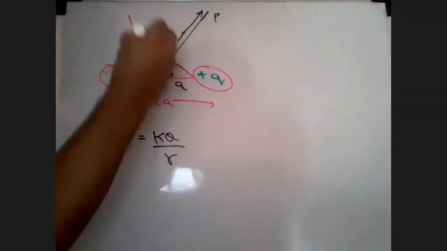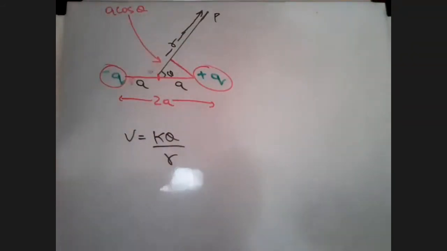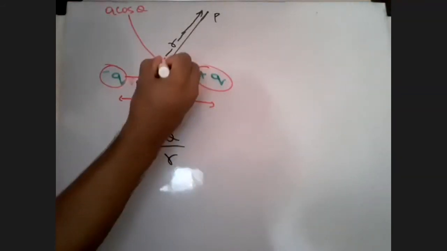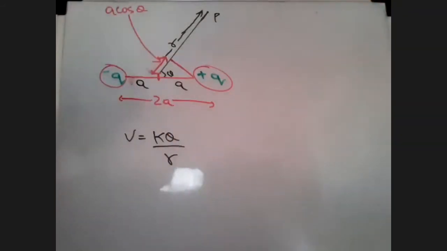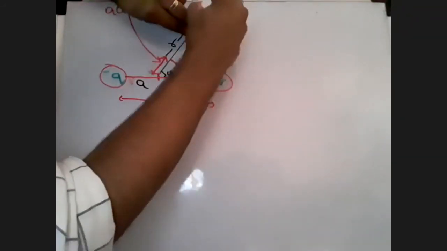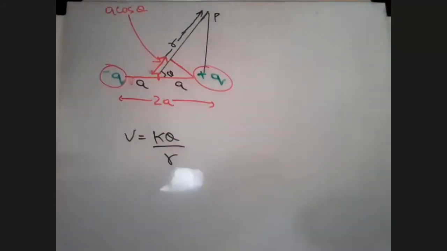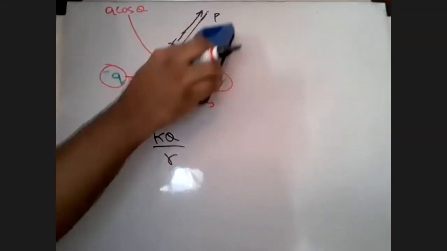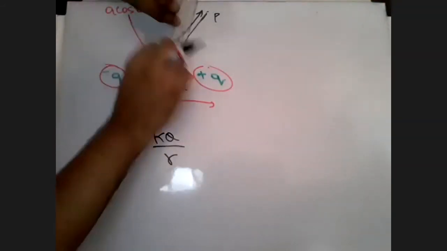Okay, I'll just put it like this. A cos theta. I wrote it as A cos theta. Clear? So if I know that from here to here is going to be A cos theta, then what will be the length from this point P to this charge Q? That's all I'm asking. What is it going to be equal to? R minus A cos theta.